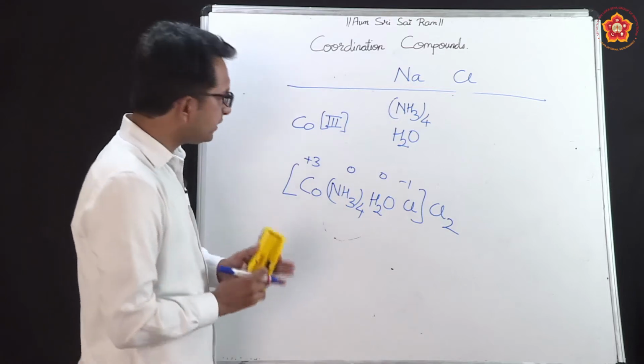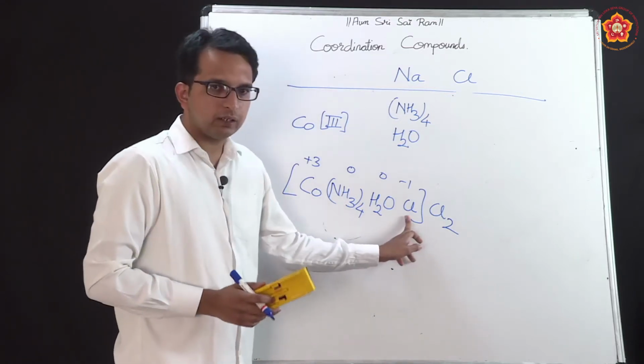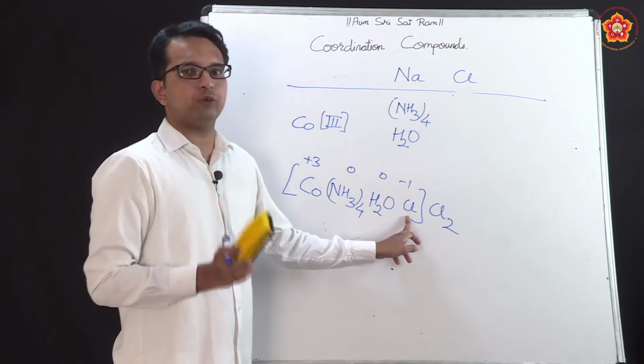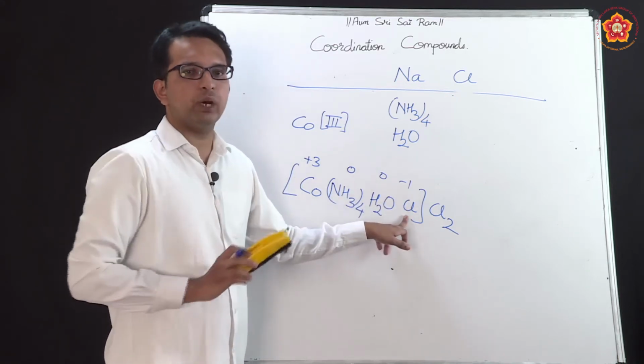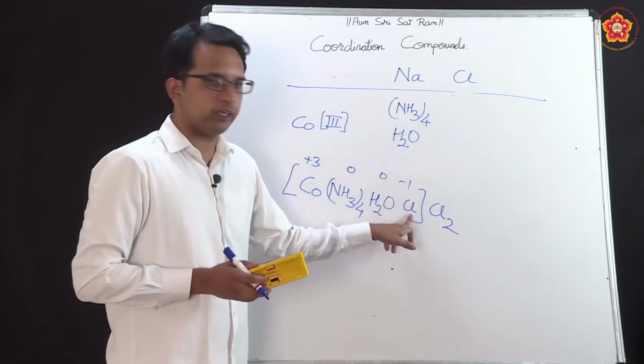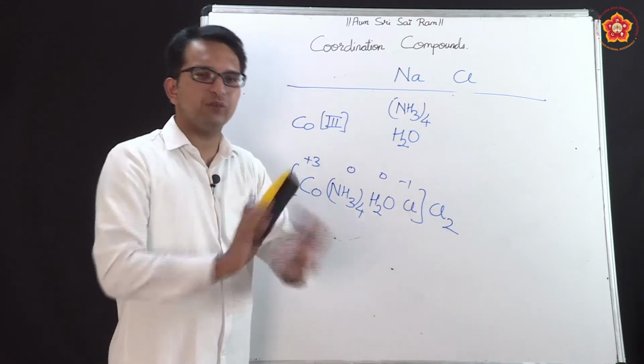Once again, let me repeat it. Inside, if you write the name, in the name itself they would have told tetramine, aqua. They have given chlorido, so I have written 1. If they had given dichlorido, I would have written 2. But outside they will only give you chloride.